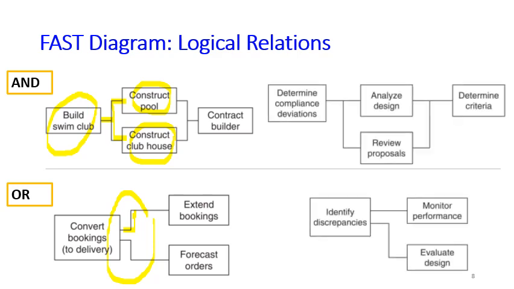We can also say that even though the relation is and, they are not equally important. For example, here when the lines look like this, they're still saying that these two functions have an and relationship, but the one on the top, analyze design, is more important than review proposals. Same thing happens here for the relation of or. We can say that we can do this or do that. However, they are not equally important. Monitor performance is more important than evaluate design in this diagram.